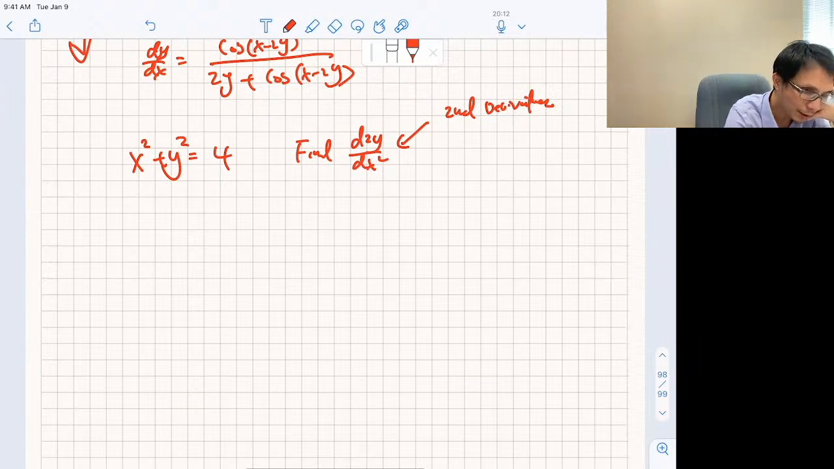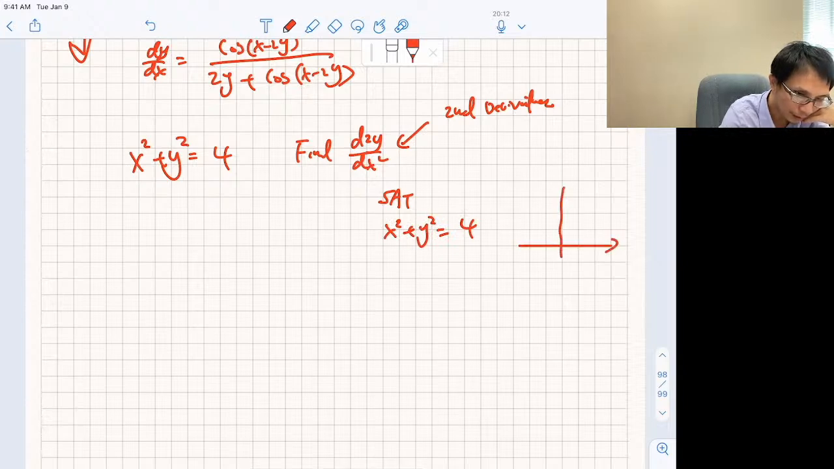Well, first of all, you have to understand this equation is actually a circle equation. On a side note, for SAT type questions, x squared plus y squared is equal to 4 means you have a circle with radius of 2. And that should help you on SAT or ACT because they love circle equations. And that's going to give you a graph like this.